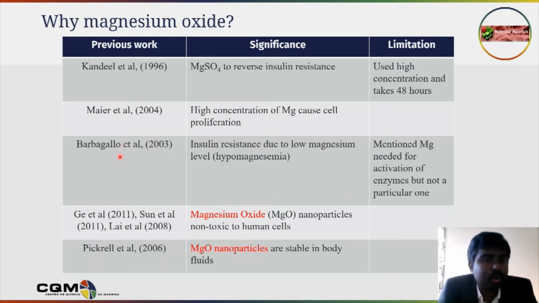And Paolisso et al. in 2003 showed insulin resistance due to low magnesium level. There is a correlation between insulin resistance and magnesium level. He also mentioned that magnesium is needed for the activation of enzymes, but he didn't mention which enzyme. And several other studies show that magnesium oxide nanoparticles are non-toxic to human cells and magnesium nanoparticles are stable in body fluids. Because of these reasons, magnesium oxide nanoparticles have been selected to reverse insulin resistance in type 2 diabetes.